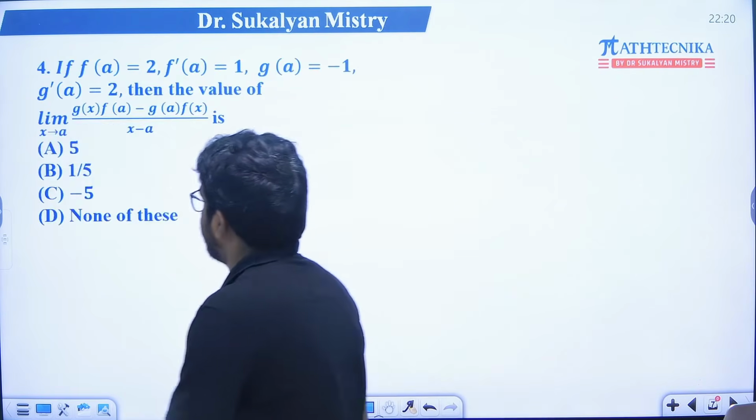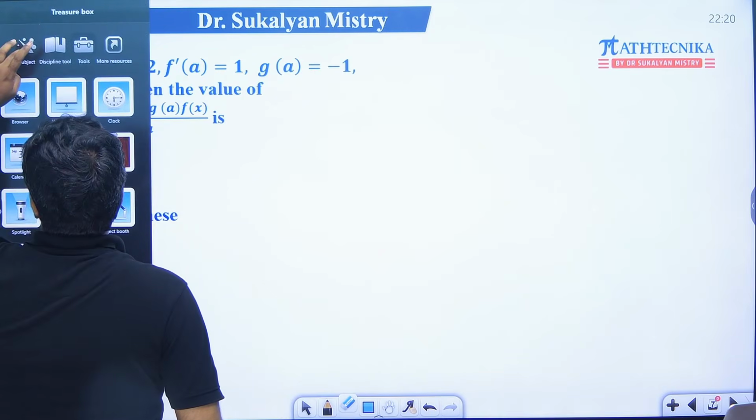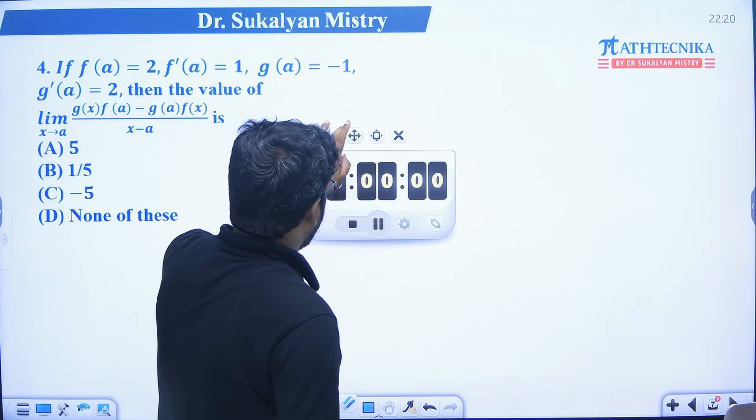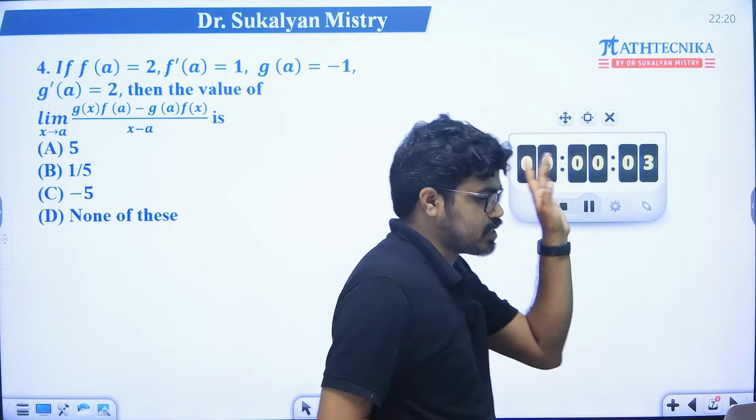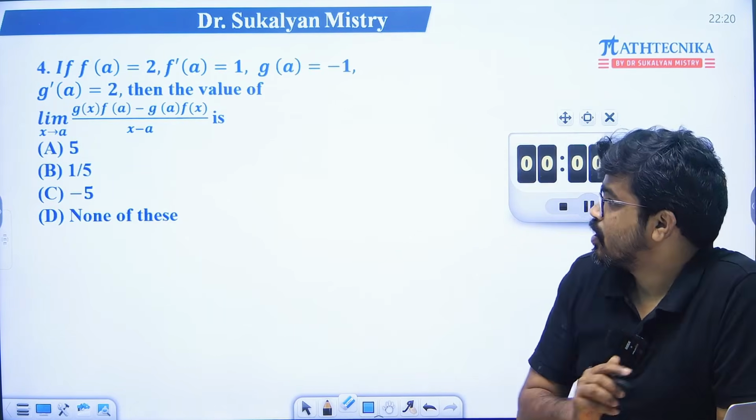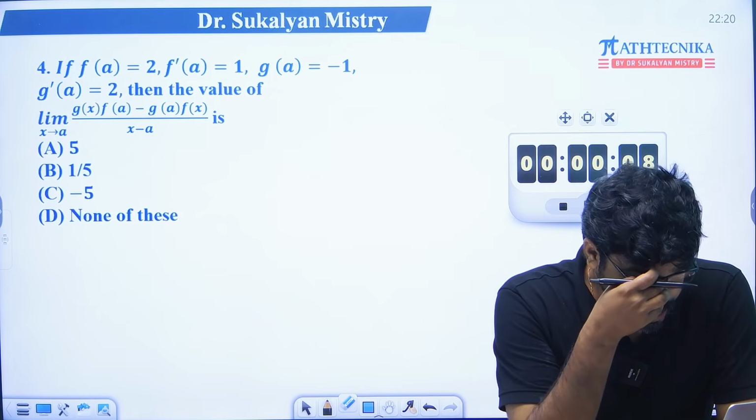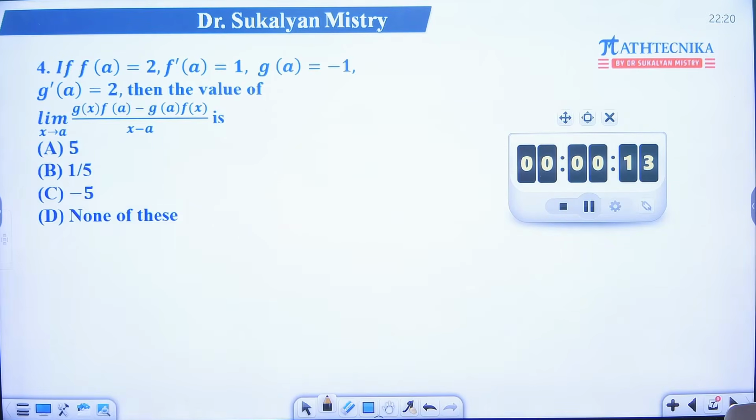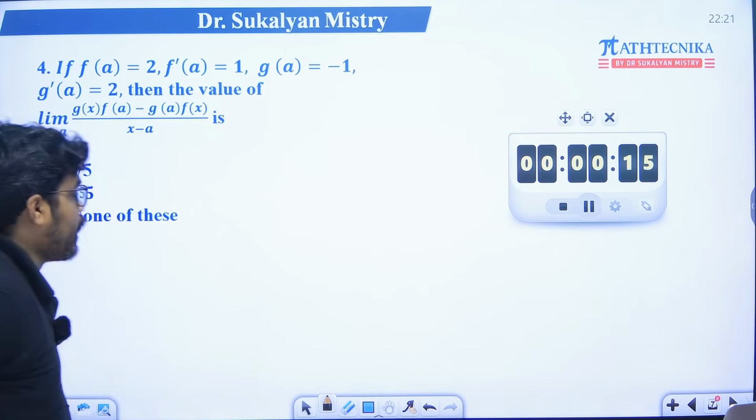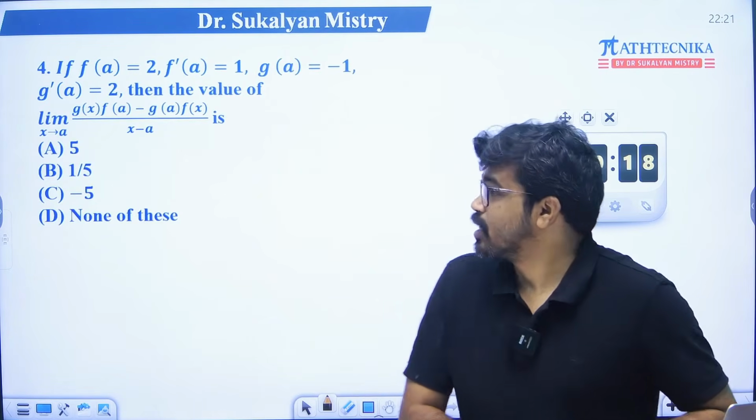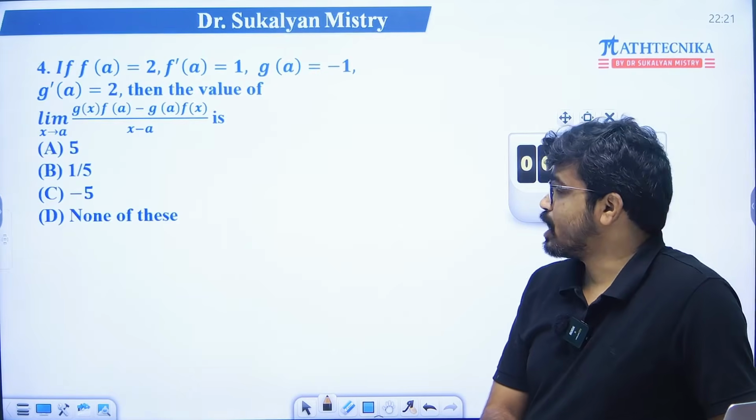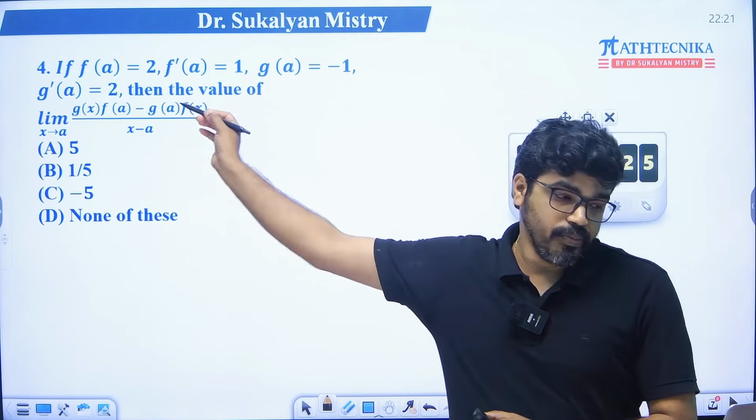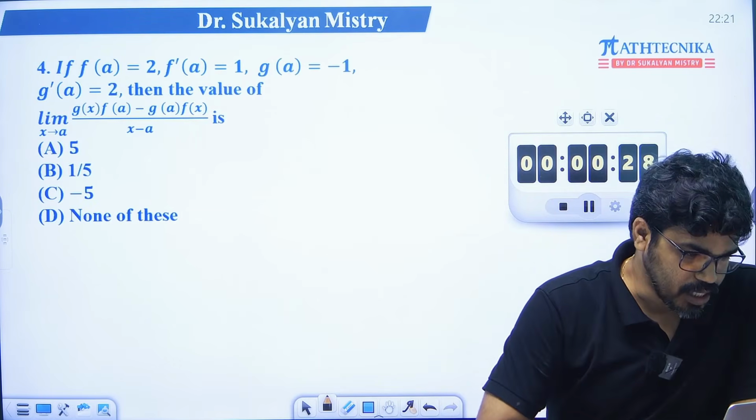Next problem. Just try to solve this problem. It's a very easy problem. Try to solve this problem. What is given here? f(a) is equal to 2, f'(a) is equal to 1, g(a) is -1, g'(a) is 2. Then what is the value of this limit?